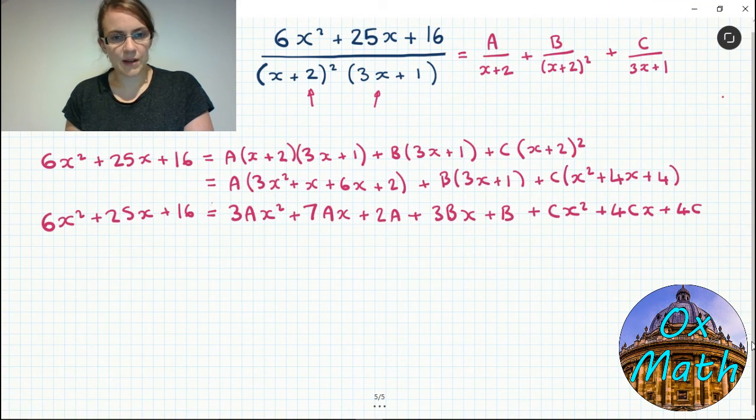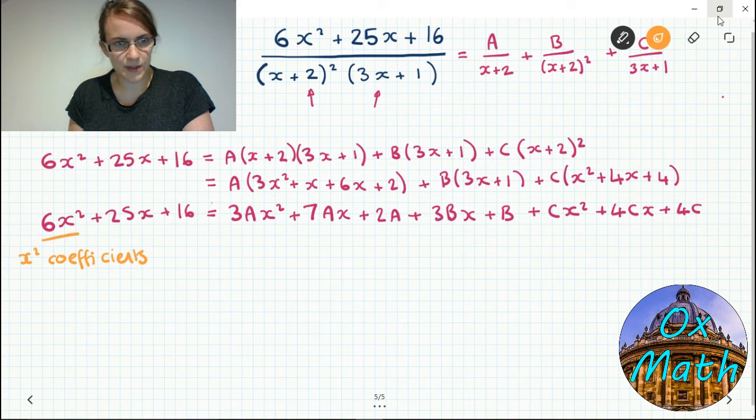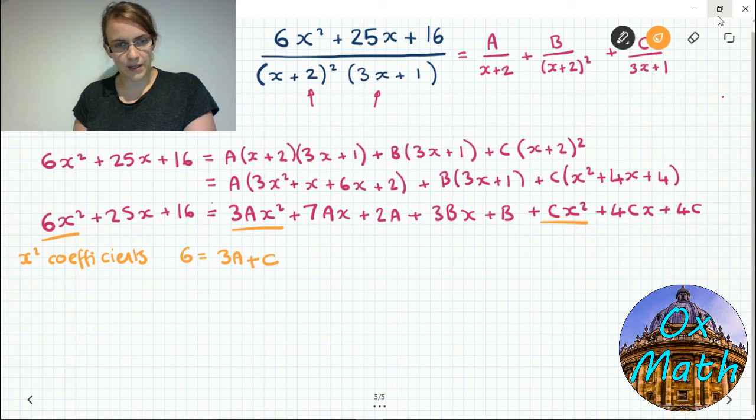So remember, to evaluate coefficients we do each power of x separately. We know that the left hand side we need the same number of x squared as the right hand side. So let's start by evaluating our x squared coefficients. And remember, you need to consider the signs in front of them. So I've got 6 on my left hand side, and that must equal 3a. This time we've got another x squared, so plus c on my right hand side.